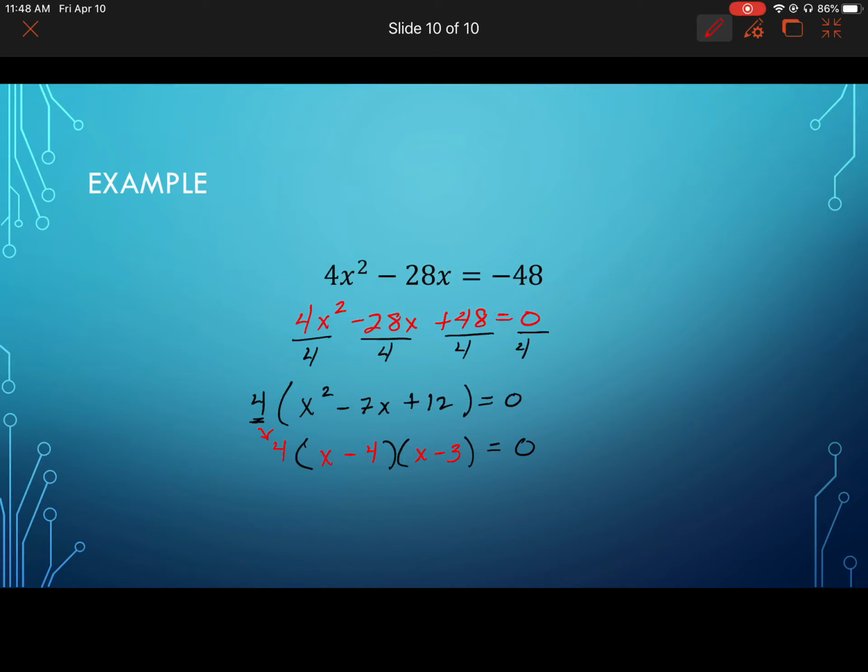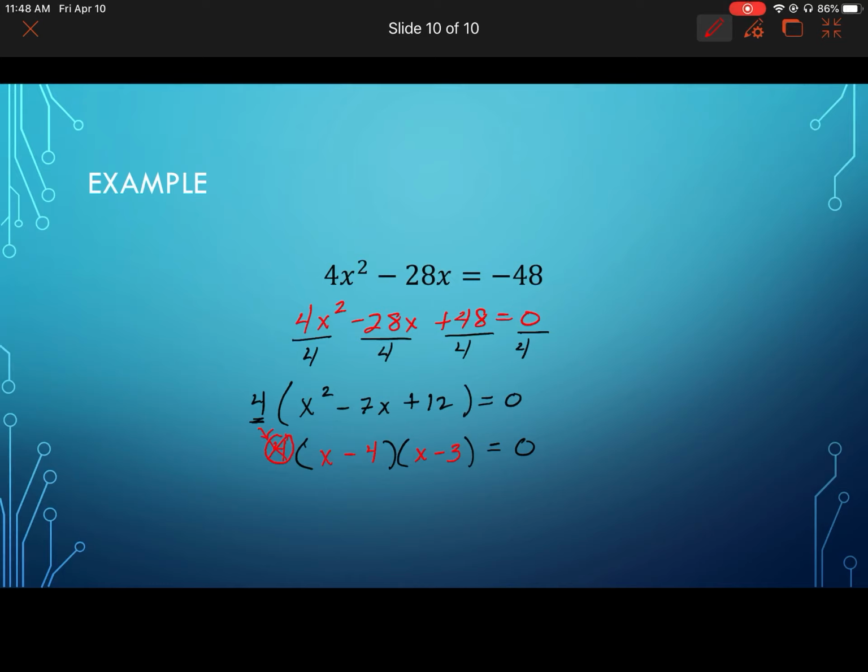Now, I'm going to use the zero product property, and this is where you have to recognize that 4 times any of this, 4 is not a possible solution because 4 doesn't equal 0. Okay, so I can kind of just disregard the GCF. That's one of the benefits of making sure you factor out the GCF first.